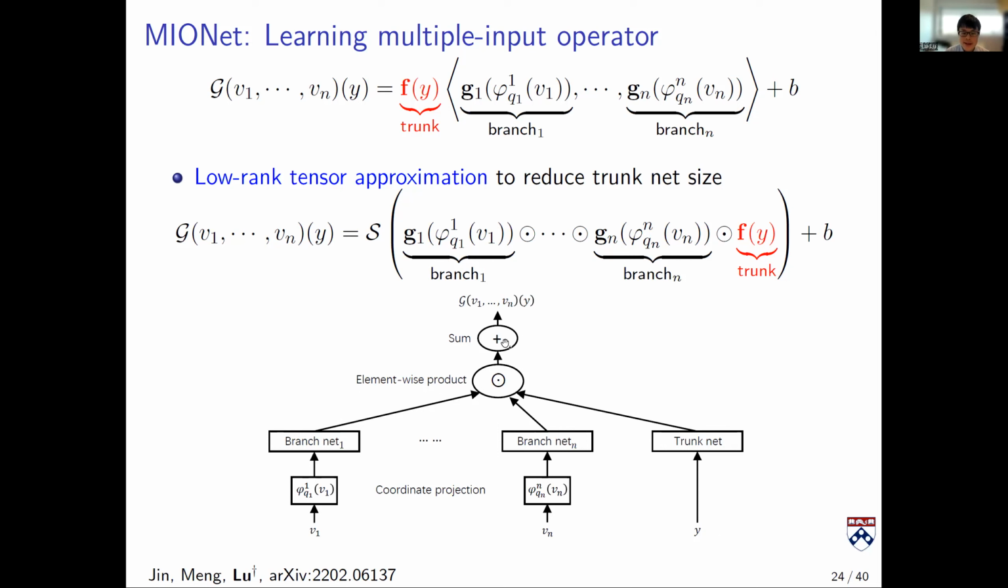Then we do a summation of the output of this element-wise product to compute the final output. So this is the extension of DeepONet from single input to multiple inputs. So essentially, we have n branch nets.